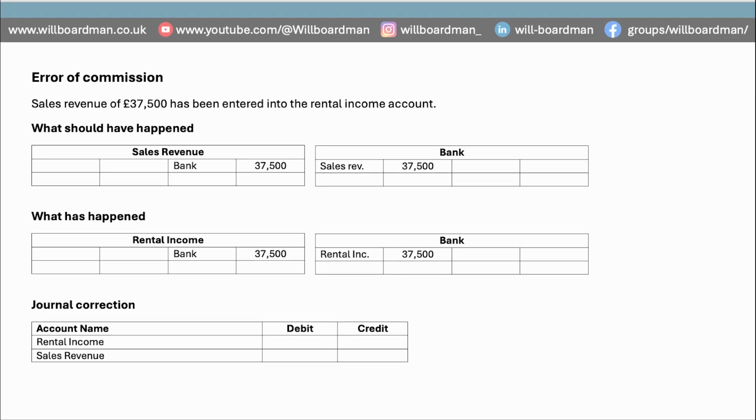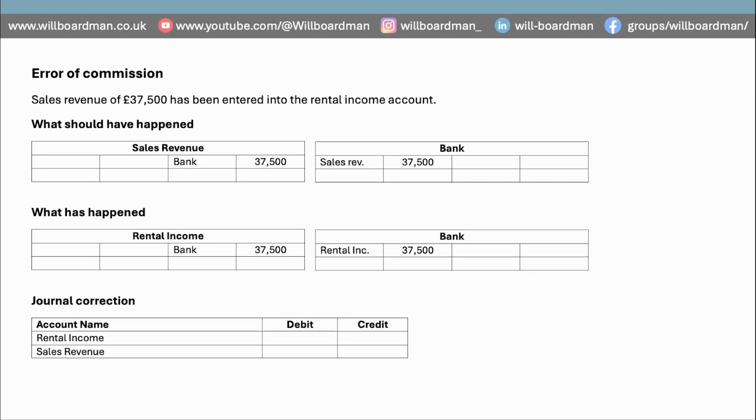Now this works in a very similar way to the error of principle. The 2 errors themselves are very similar. So the error of commission would occur when it's gone to the same type of account but the wrong account. So we can see here that sales revenue of $37,500 has gone to the rental income account.